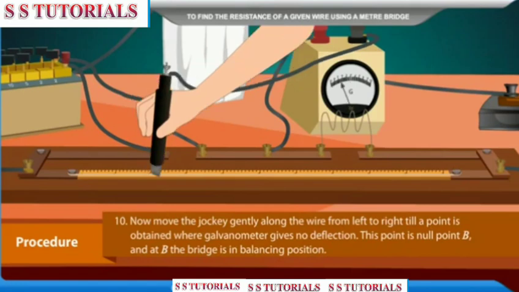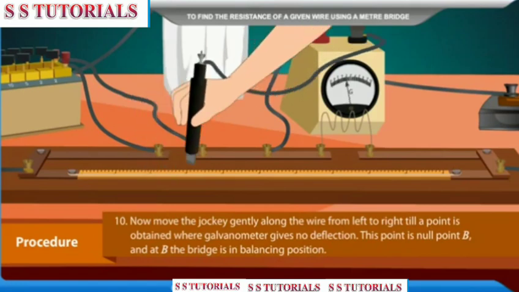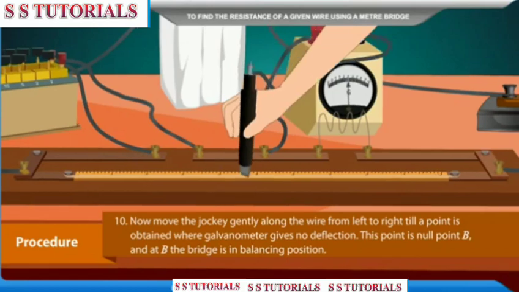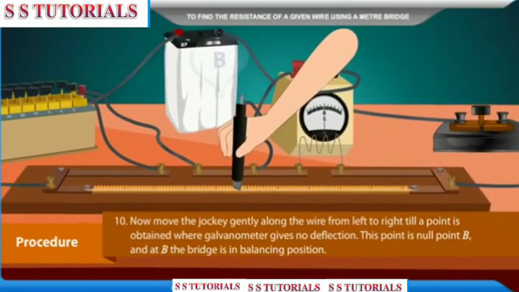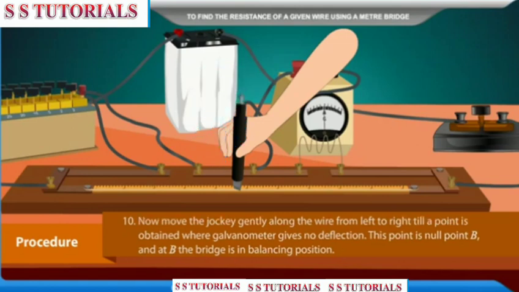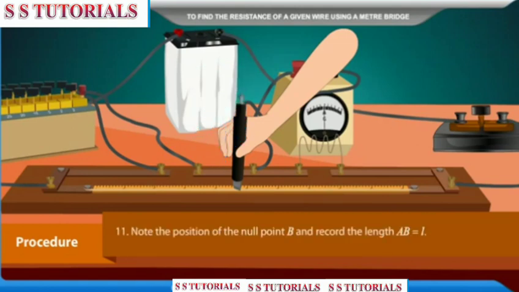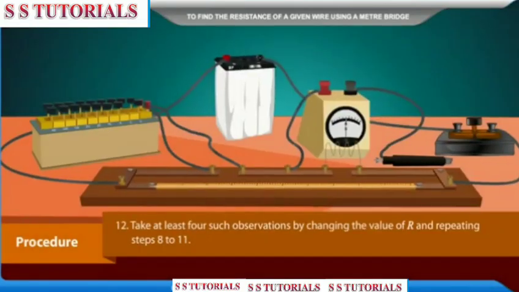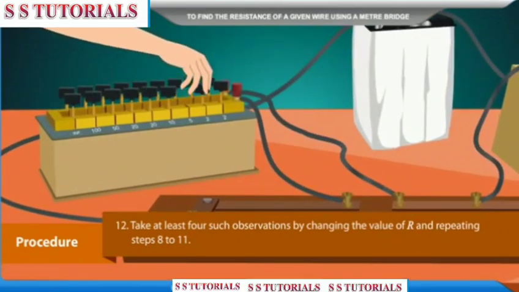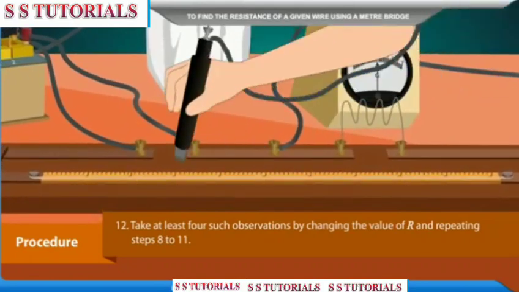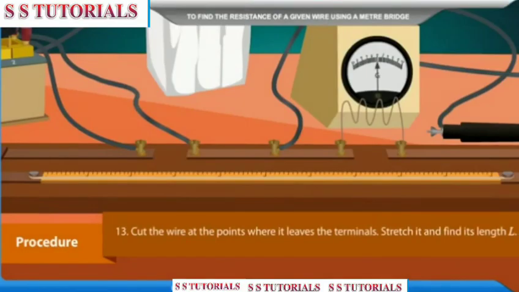Now move the jockey gently along the wire from left to right till a point is obtained where the galvanometer gives no deflection. This point is null point B, and at B the bridge is in balancing position. Note the position of the null point B and record the length AB is equal to L. Take at least 4 such observations by changing the value of R and repeating steps 8 to 11. Cut the wire at the points where it leaves the terminals.